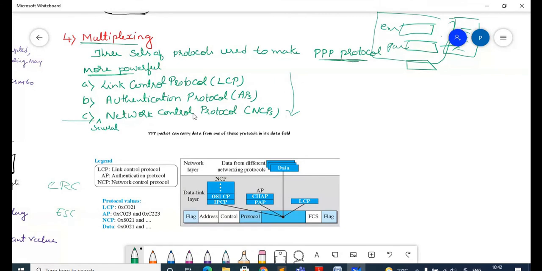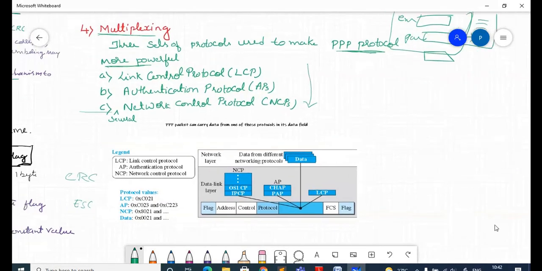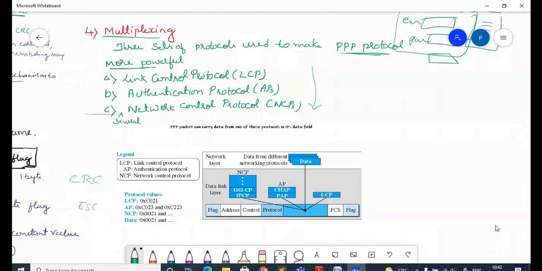Let me go for this protocol explanation in the next class. I'll explain these three protocols in the next class. So that finishes the 11th chapter.